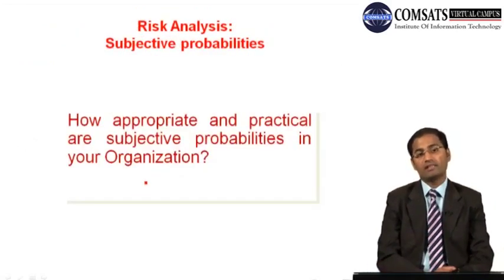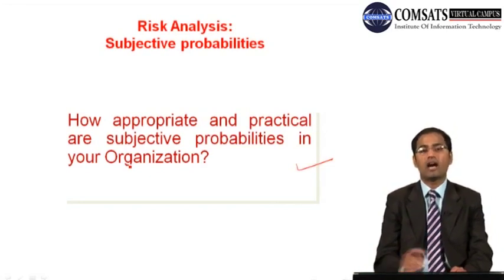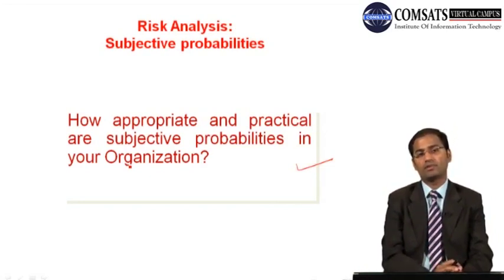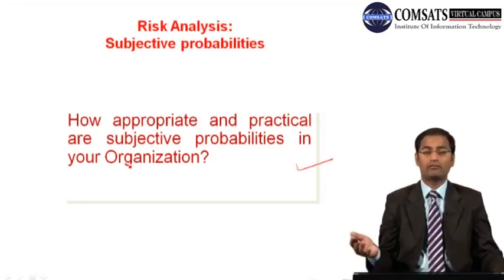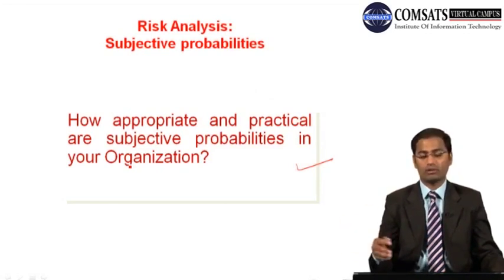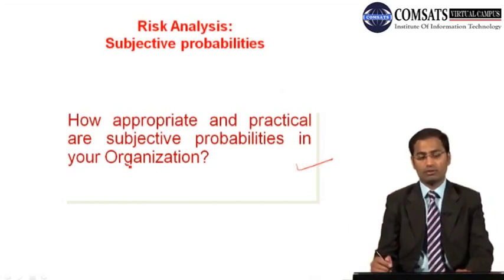So, keeping all these things in view, how appropriate and practical are subjective probabilities in your organization? That is the question. And now we have completed three types of probability assessment: objectively determined probabilities, subjective probabilities, and then the last one was a priori probabilities. You can use any one of them or a combination of 1, 2, and 3, whatever you like. Obviously you have to use all these probability types on your project. No single probability type determination will help you, but the combination of everything will be used.